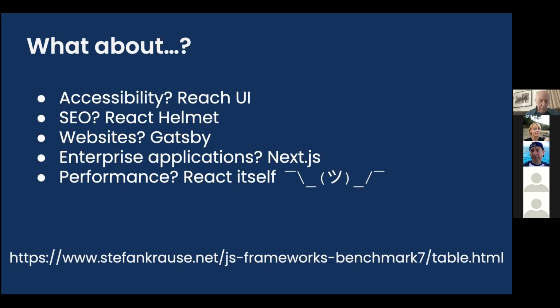If you want accessibility, there is a library called Reach UI that has a lot of components that are accessible and that you can use right out of the box. For SEO, there is one called React Helmet, and the reason for the name is that this was developed by the NFL, and they use helmets, and that's why they call their library for SEO that. If you want to create websites, you can use Gatsby. If you want to create enterprise applications, you can use Next.js.